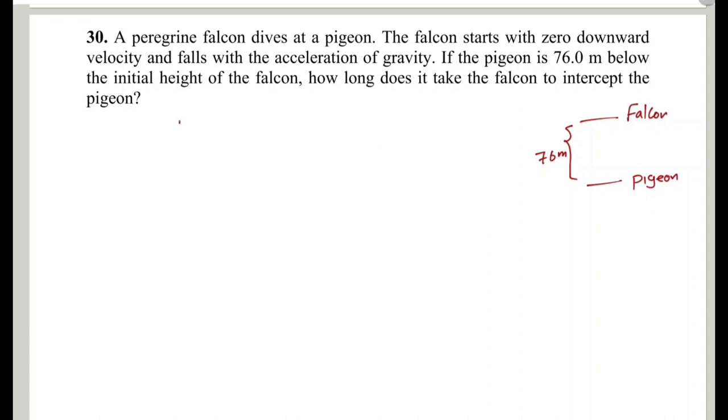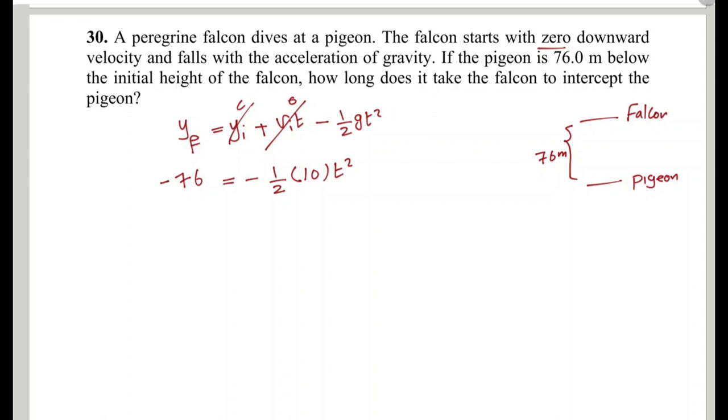Now y final equals y initial plus v initial t minus half g t squared. Starting from rest, as mentioned, and 76 with a minus because it's below the reference point, equals minus half 10 t squared, and the initial terms are 0 by the way, and you will find that t equals 4 seconds.